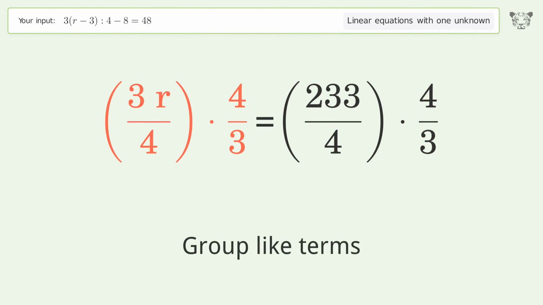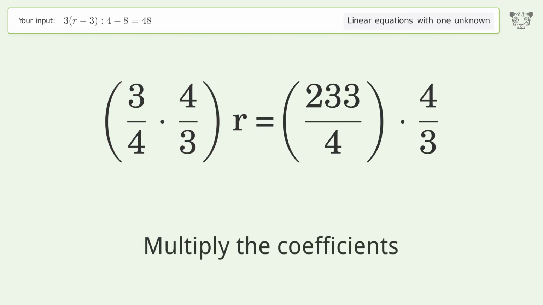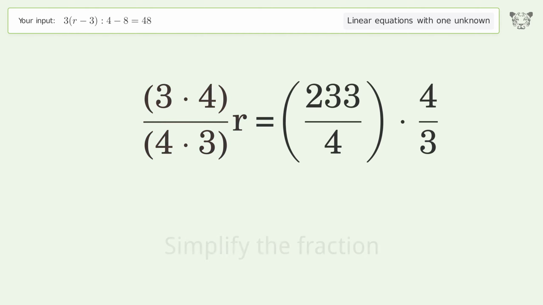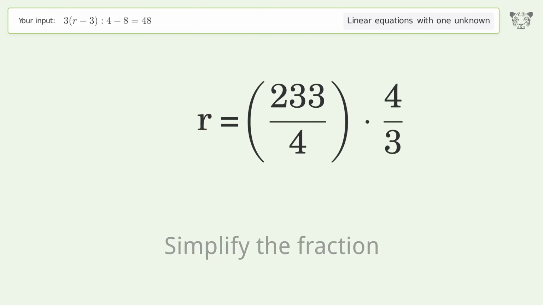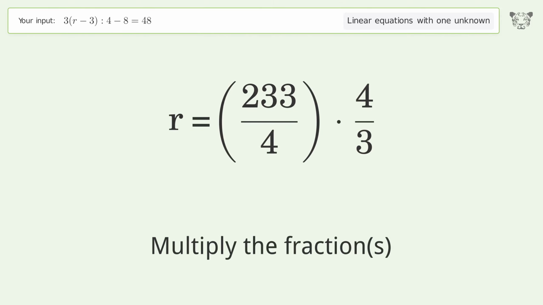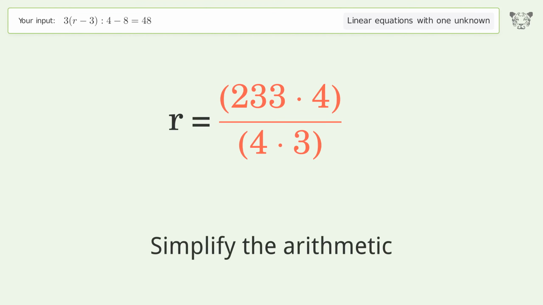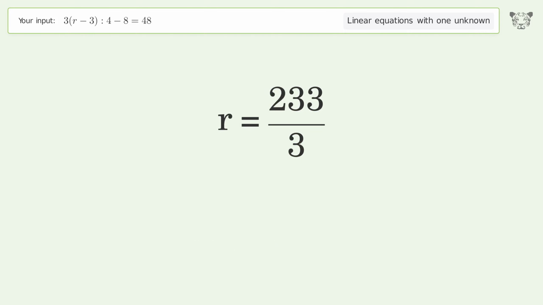Group like terms. Multiply the coefficients. Simplify the fraction. Multiply the fractions. Simplify the arithmetic. And so the final result is r equals 233/3.